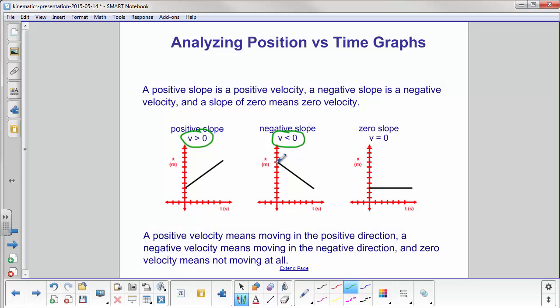You started out at one position, let's say this is 10, then you go 9, 8, 7, 6, you're getting closer to the origin. So that means you're moving to the left. That means you have a velocity to the left. And if you have a zero slope, which is a horizontal line, your velocity doesn't change. It stays fixed. So you are not moving at all there.